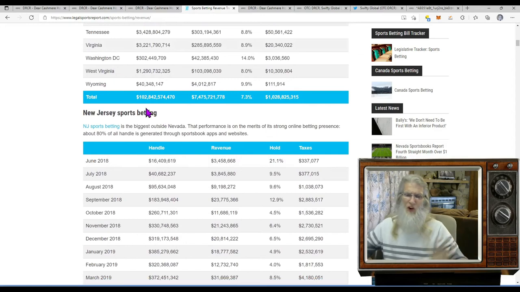Our totals? They have wagered $102 billion. That's how much wagering has come in. Of that, $7.5 billion has been kept by the gambling companies, the bookies. And of that, $1 billion was kept in taxes. So it's generating revenues everywhere for everybody.